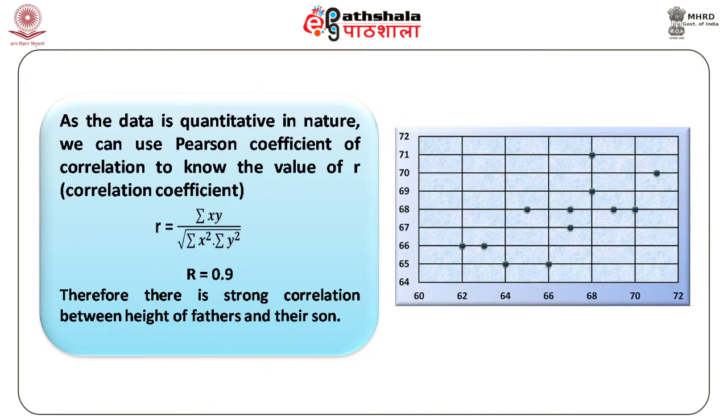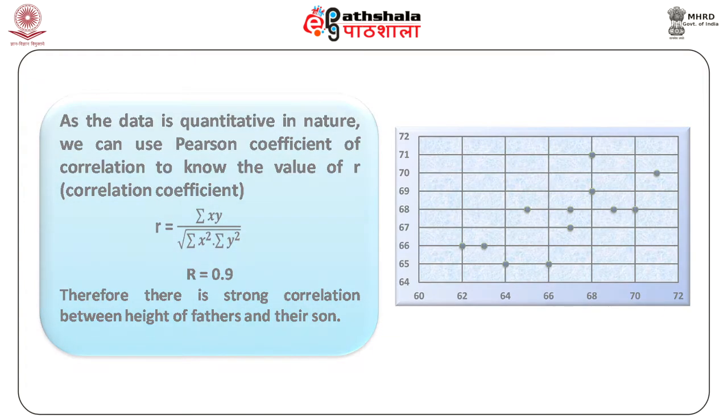As the data is quantitative in nature, we can use Pearson coefficient of correlation to know the value of r, that is the correlation coefficient, where r equals summation xy divided by under root of summation x square multiplied by summation y square. Putting the respective values, we get the value of r as 0.9. Therefore, there is a strong correlation between height of fathers and their sons.